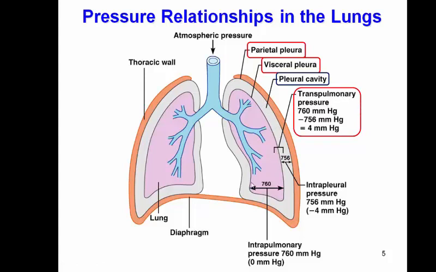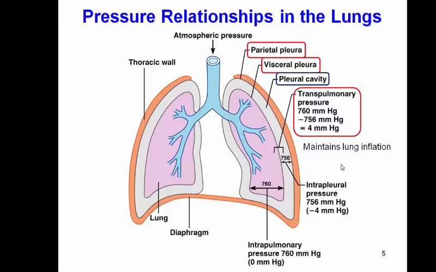So if we imagine, just using a sample value here of intrapulmonary pressure of 760 millimeters of mercury, or a relative value of 0, we see that the intrapleural pressure is slightly below that at 756 millimeters of mercury, or relatively -4. So the intrapleural pressure is essentially a vacuum relative to the interior of the lung, and that's important because it helps to maintain lung inflation.